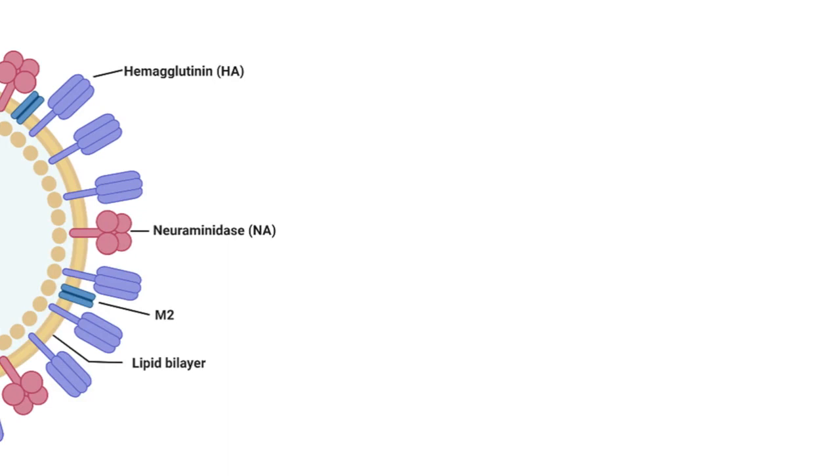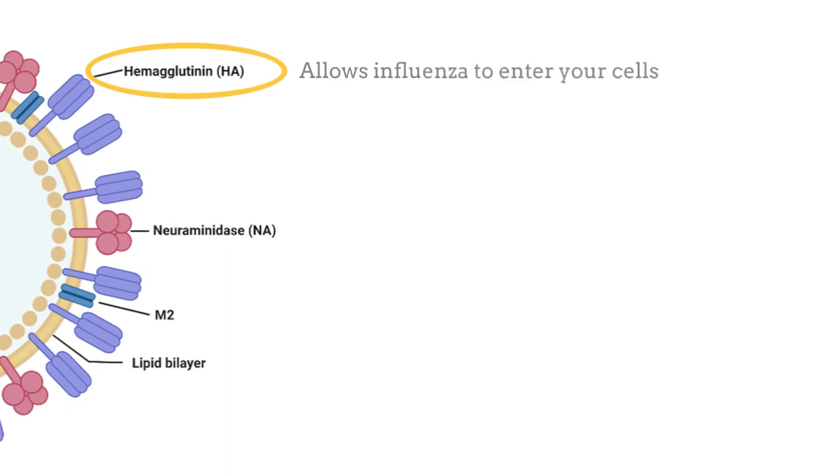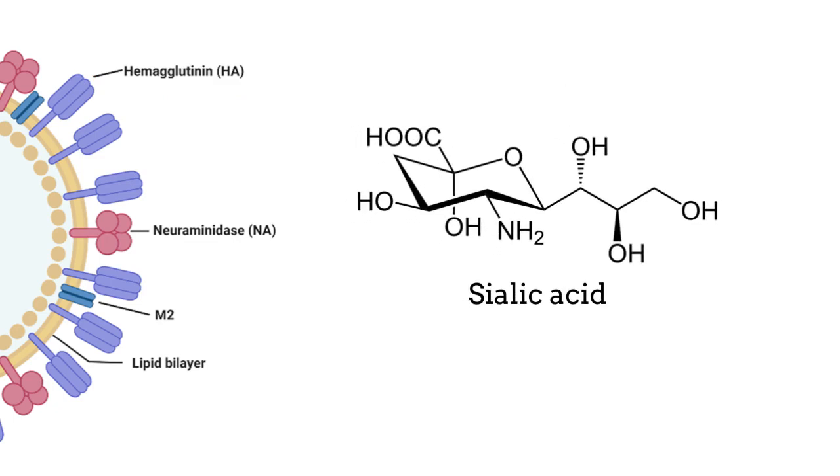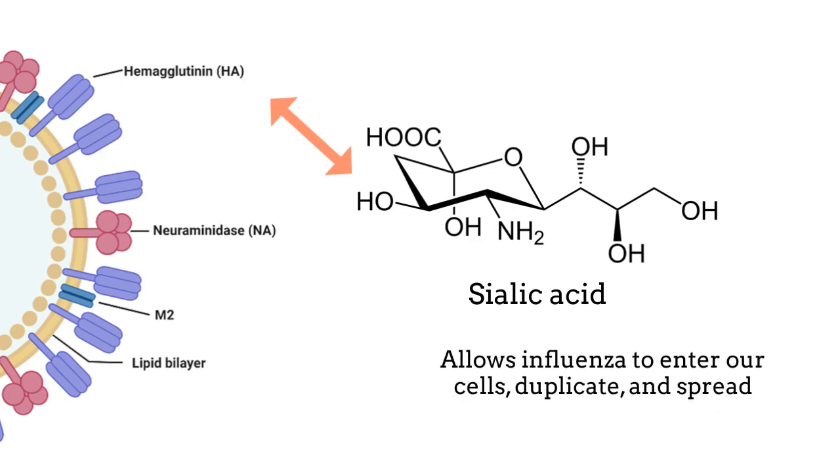Influenza has a protein on its surface called hemagglutinin. This protein is incredibly important for influenza because ultimately it is what allows influenza to enter your cells. On the surface of our cells, we have a molecule called sialic acid that sticks out. Hemagglutinin on influenza virus particles interacts with the sialic acid on our human cells, and this interaction grants influenza entry into our cells, where it is able to make more copies of itself and spread.